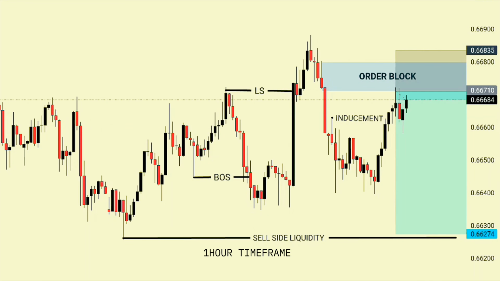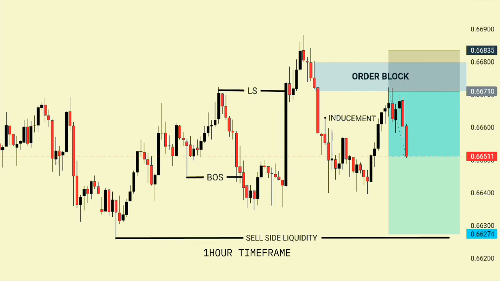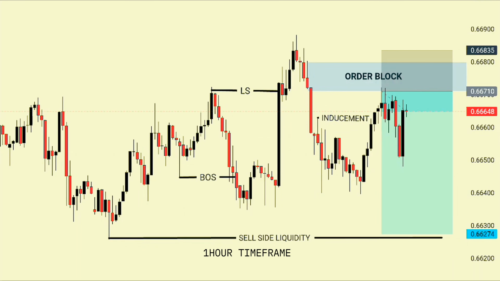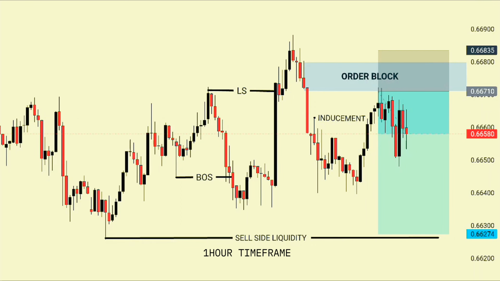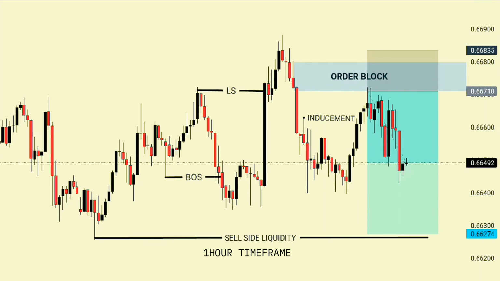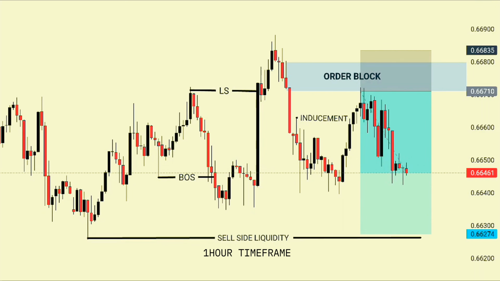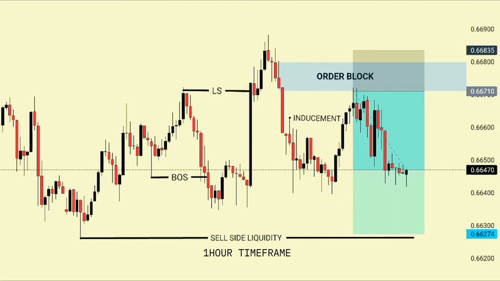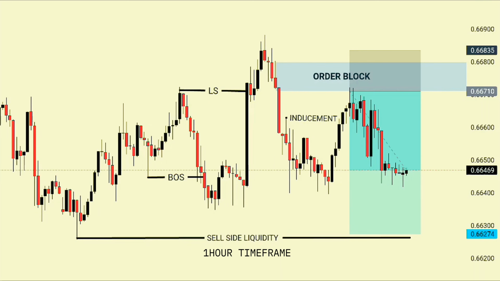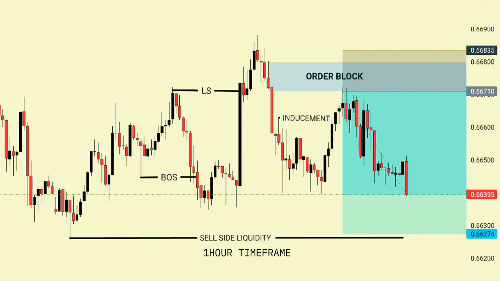Price respects the order block, rejects, and follows the expected internal structure straight downward. Eventually, it taps our final target, the sell-side liquidity. This is a textbook smart money concept trade. Liquidity sweep, BOS, order block, inducement, sell-side liquidity target. A high-probability clean sell-to-liquidity setup.